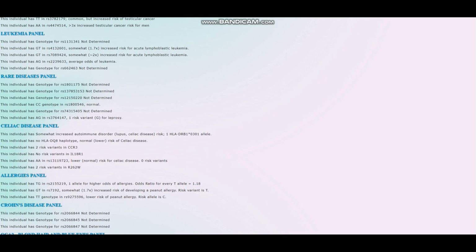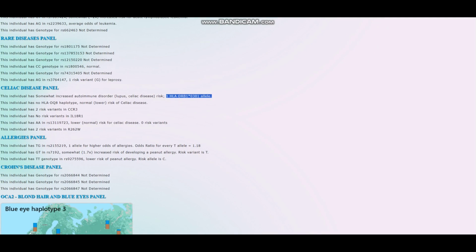And for celiac disease, it looks like a lot of risk variants here. 2 risk variants in this variation, 2 risk variants in this variation, and 1 risk allele here. And by the way, in this variation in particular, the risk allele is actually pretty uncommon. So it's a little bit surprising, or a little bit not good for her, to have 1 risk allele in this variation. For the allergies panel, it looks like she's got lower odds overall of a peanut allergy. And in this variation, she's got 1 allele for higher odds of allergies. But the odds ratio here is not too great. It's not that big of a deal, this genotype.